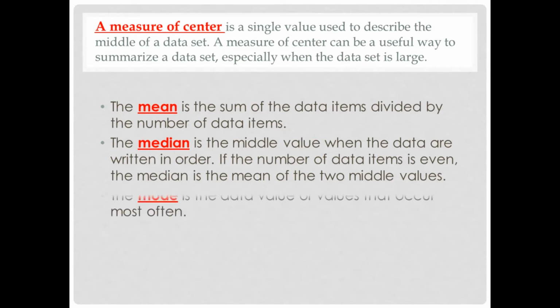Let's see the third measure of center, which is called the mode. The mode is the data value or values that occur most often. So this means if you have a number which is repeated often, that number will be called the mode.